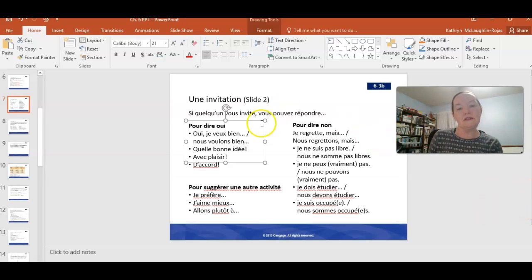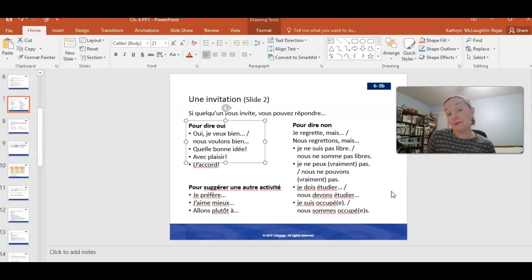All right, and finally, if you don't want to go, you could say, je regrette, mais, so I regret it, I'm sorry about it, but je regrette, mais je ne veux pas aller au cinéma. No. Or je regrette, mais je ne peux pas. I cannot. Nous regrettons, mais. So we regret it, but. Je ne suis pas libre. I'm not free. Nous ne sommes pas libres. We're not free.